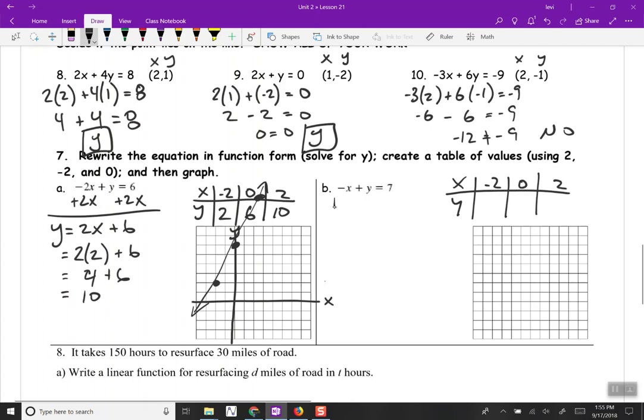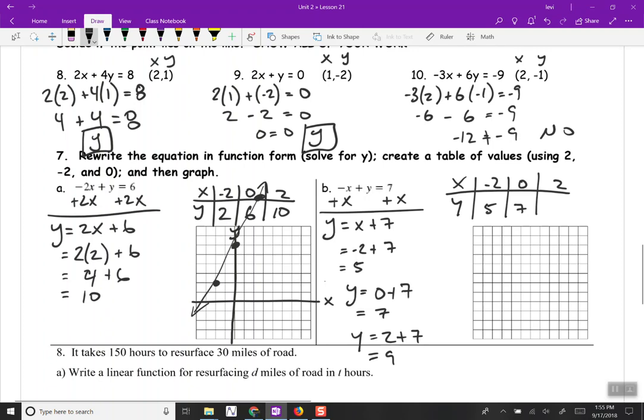B, we need to add x to both sides to solve it for y. Y equals x plus 7. So the first one we're going to substitute in a negative 2. Negative 2 plus 7 equals 5. Next we'll sub in a 0. 0 plus 7 equals 7. And the last one we'll plug in a 2. 2 plus 7 makes 9. So negative 2, 5, 0, 7, 2, 9.